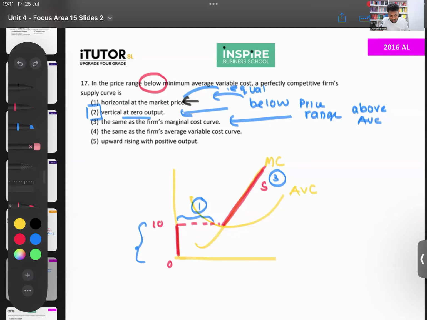So answer number 1 is saying horizontal at market price. Horizontal at market price is that dotted red line I have drawn. So if the price is equal to the minimum ABC, then it will be horizontal there. If it's below, then it's the vertical line. Above is where it becomes the marginal cost curve. Yeah, and the shutdown price, yes, it's that horizontal elastic one. Correct. Okay, that's 2016. Answer is number 2.